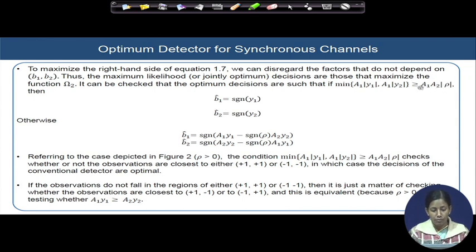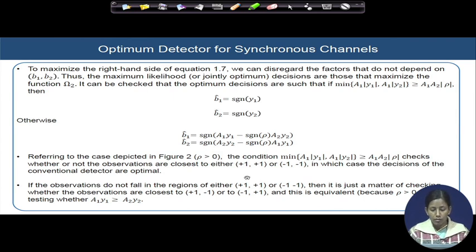If this is satisfied, then we get the optimum decision, and for such decisions the estimated values of B1 and B2 will be given by the sign of y1 and y2 correspondingly. Otherwise, if the condition is not valid, the estimates of B1 and B2 will be governed by these two expressions.